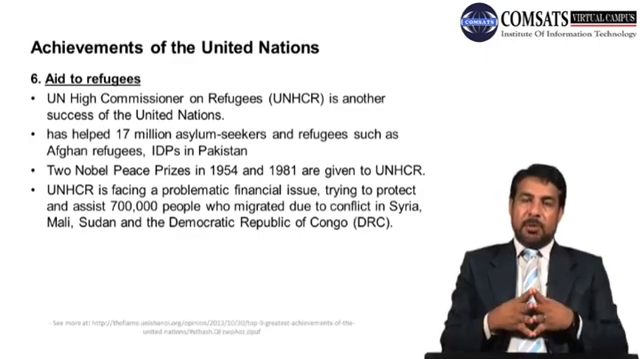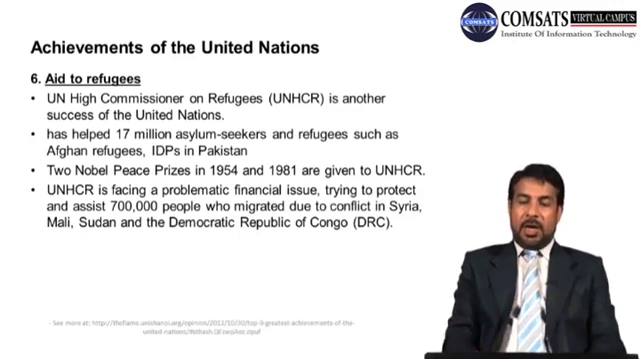UNHCR is facing a problematic financial issue, and it's trying to protect and assist 700,000 people who migrated due to conflict in Syria, Mali, Sudan and Democratic Republic of Congo. तो अभी UN जो है ना उसको कुछ तकालीफ, कुछ मसाइल से दो चार है, कुछ फाइनेंशियल प्रॉब्लम्स हैं क्योंकि काफ़ी ज़्यादा रेफ्यूजीज़ हैं, of which it has to take care of.